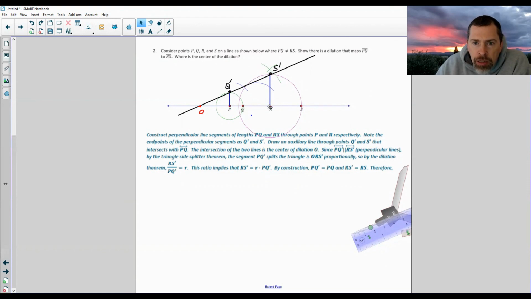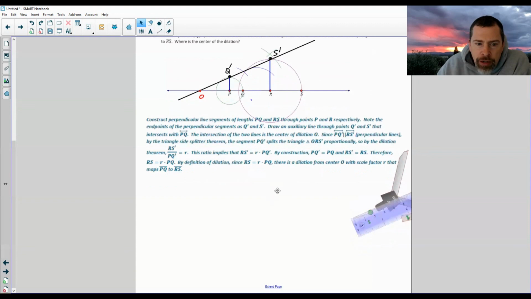And RS prime equals RS. Therefore, RS equals R times PQ by definition of dilation. And since RS equals R times PQ, there's a dilation from center O with a scale factor of R that maps PQ to RS. So this just proved that PQ is a scale factor of RS or vice versa. And the center of dilation is O.